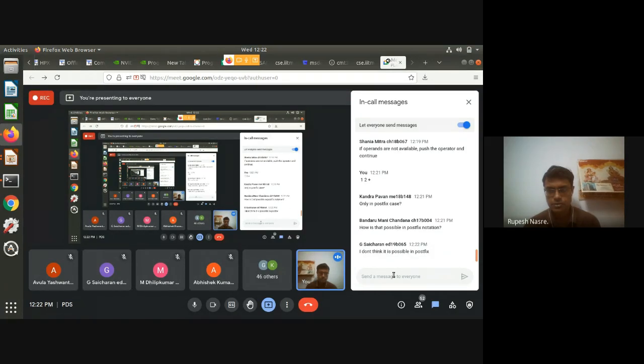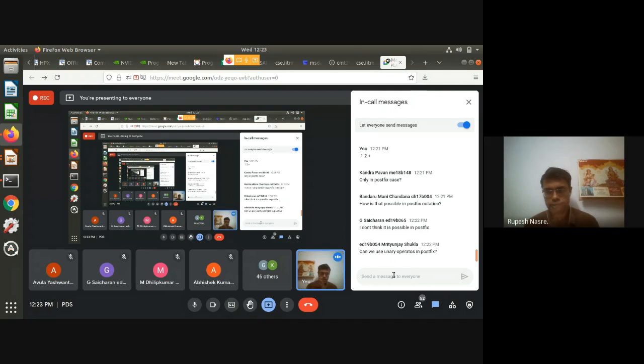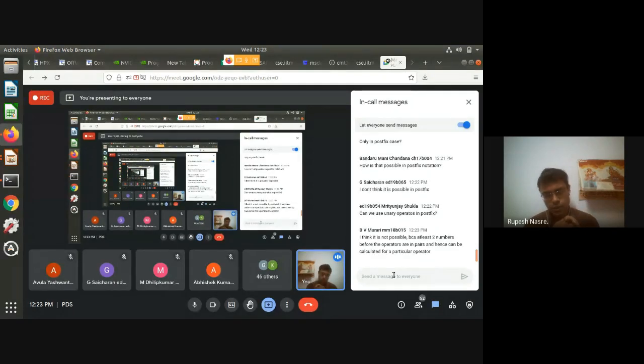Okay, Saicharan also thinks that it is not possible. So let's understand why this could have happened. Can we use unary operators in postfix? Yes, you can do that. Not in our example where we have restricted it to plus, minus, star, slash, but yes, in postfix form, you can have unary operators also.